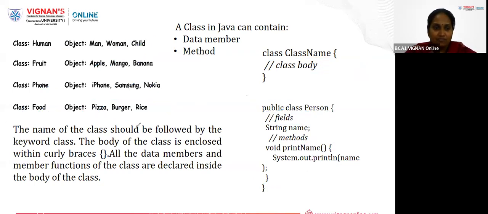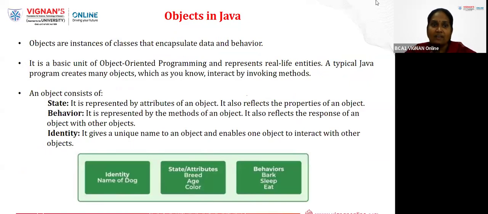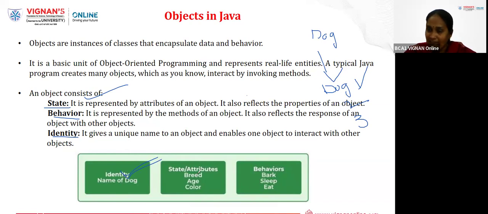Now after that, we can see object. Objects are nothing but instances of a class. An object consists of state, behavior, identity. Identity is nothing but the name of the dog. So here we are saying that Dog is a class, right? Now, if I am taking dog 1, dog 2, dog 3, each dog has its own identity, its own name, state or attributes.